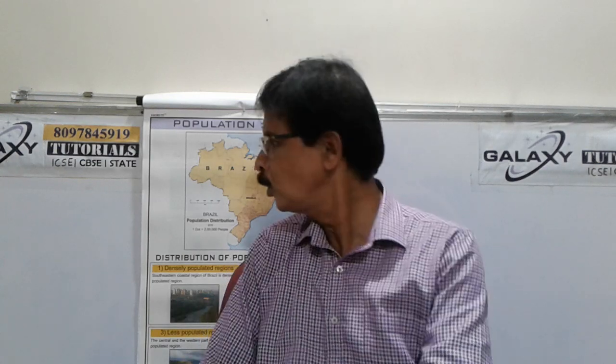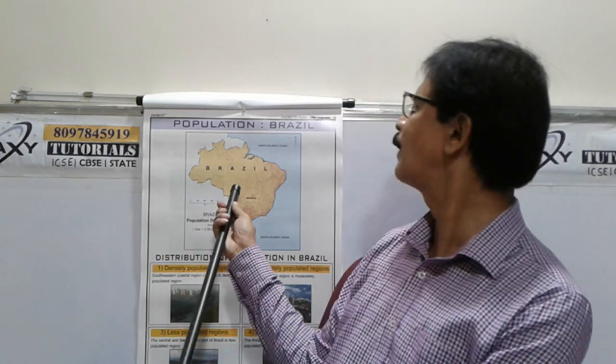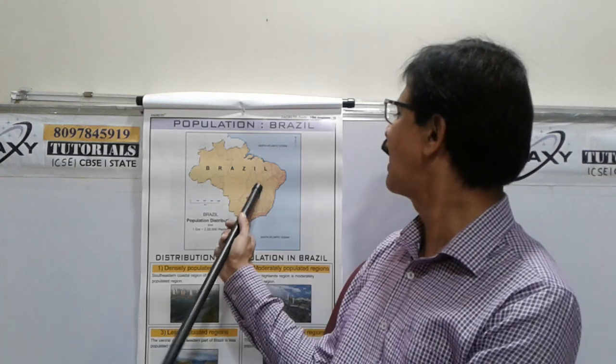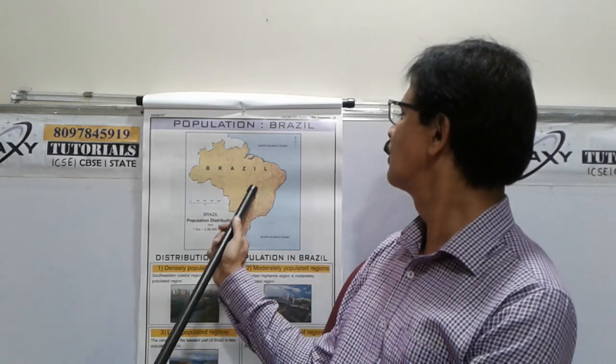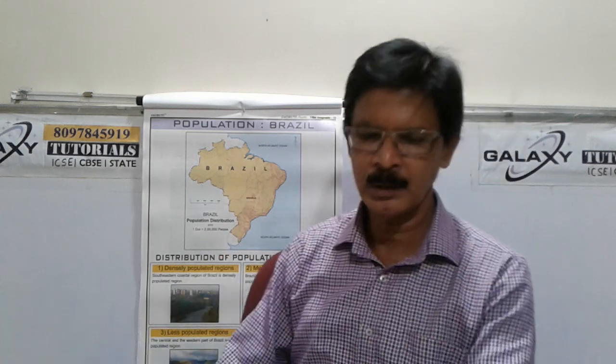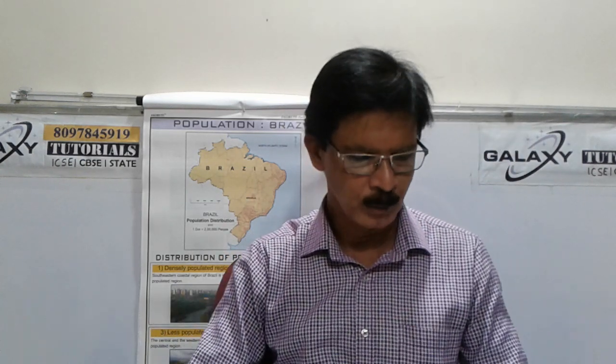Okay. The central and western part of Brazil is also less populated. And the population in the highland, these are the Brazilian highlands. Okay, here it is moderate population. Okay, that is the moderate population.